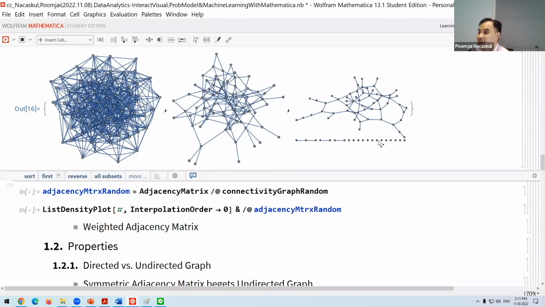What does this mean, by the way? This means that this item doesn't have any connectivity. It's all zero. All zero. Okay.